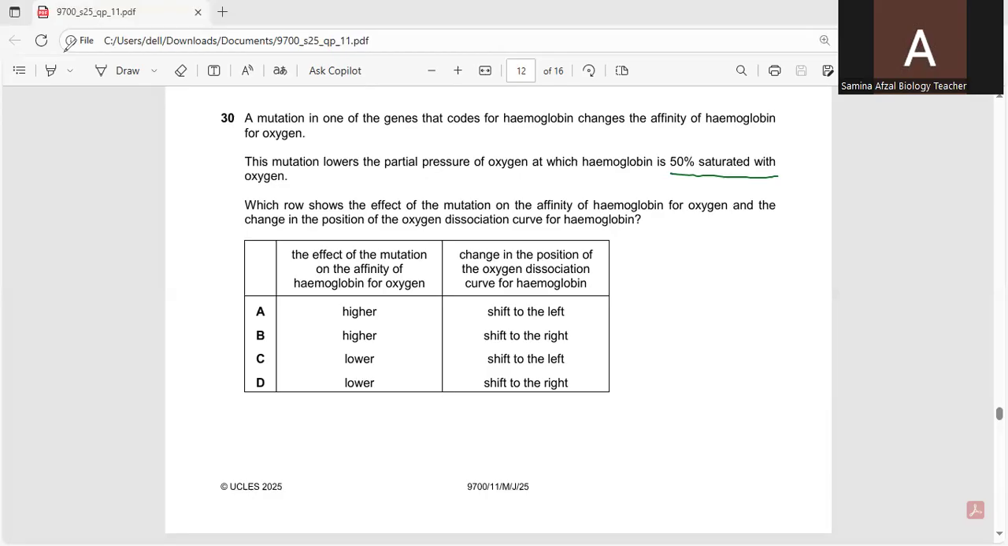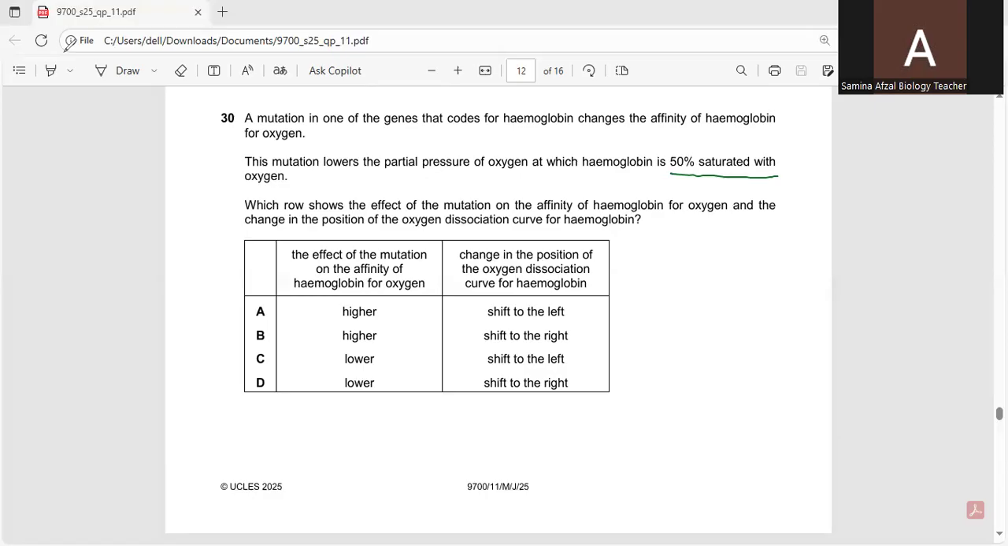On the oxygen dissociation curve, the partial pressure of oxygen at which hemoglobin is 50% saturated is a key indicator. A lower partial pressure means a higher affinity. If there is a low partial pressure of oxygen, it means there will be higher affinity. So due to higher affinity, it will shift our oxygen dissociation curve to the left.